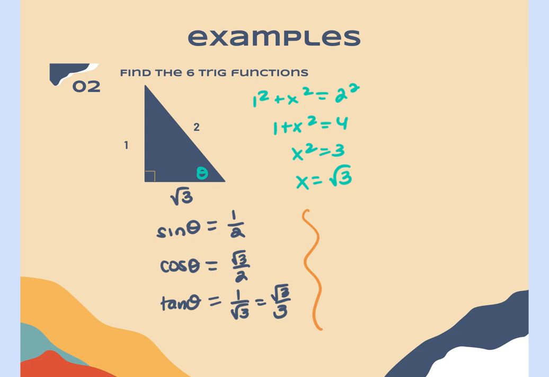Good so far? Okay, then cosecant, I'm going to flip the 1/2, that's 2. Secant, I'm going to flip the root 3 over 2, so I get 2 over root 3, and that gets rationalized to 2 root 3 over 3. And then cotangent, I'm going to flip, but I'm going to go back to before I rationalize, so it's just root 3. So you're going to deal with ones that have square roots. You're going to deal with ones you have to rationalize. Questions on that one?